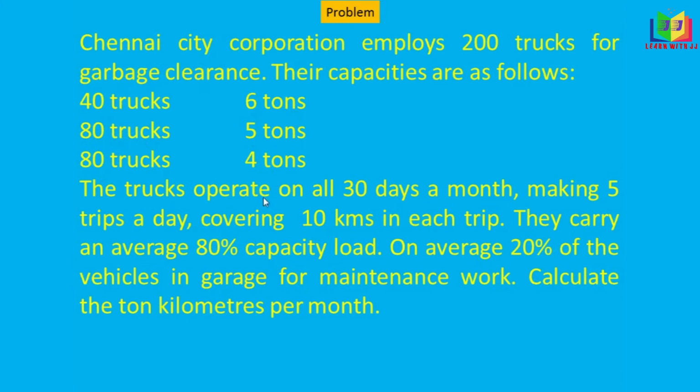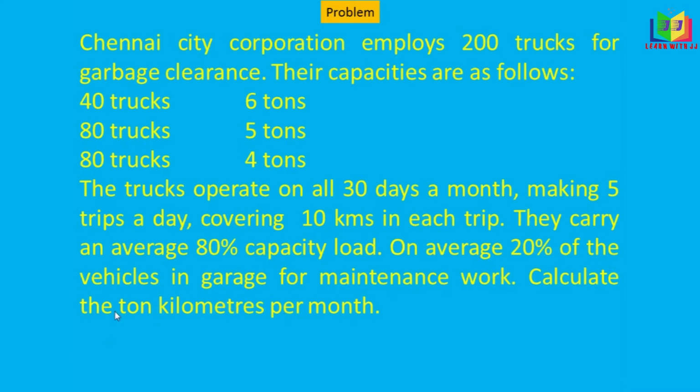The trucks operate on all 30 days of a month, making 5 trips a day and covering a distance of 10 kilometers in each trip. They carry an average 80% capacity load. On average, 20% of the vehicles are in the garage for maintenance work, so the effective running of the vehicles is 80% only. Calculate the ton kilometers per month.